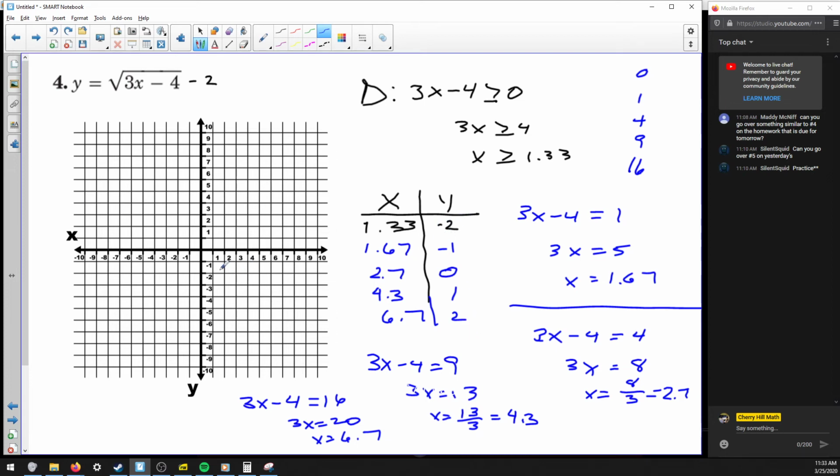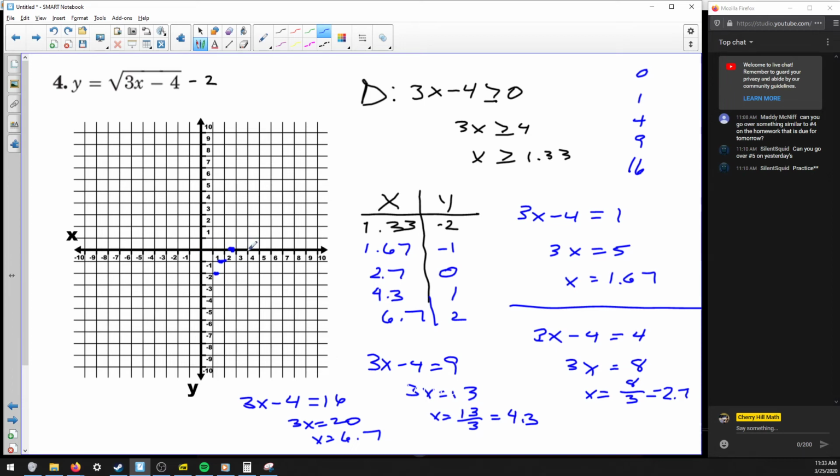So I'm going to say, 1.3, here's 1, and 1/3 would be a little bit before a half. And then I'm going to go down to -2. So that's right here. And then 1.67 is also between 1 and 2, and that's going to be down at -1, which is right here. 2.7 is going to be at 0, which is right here.